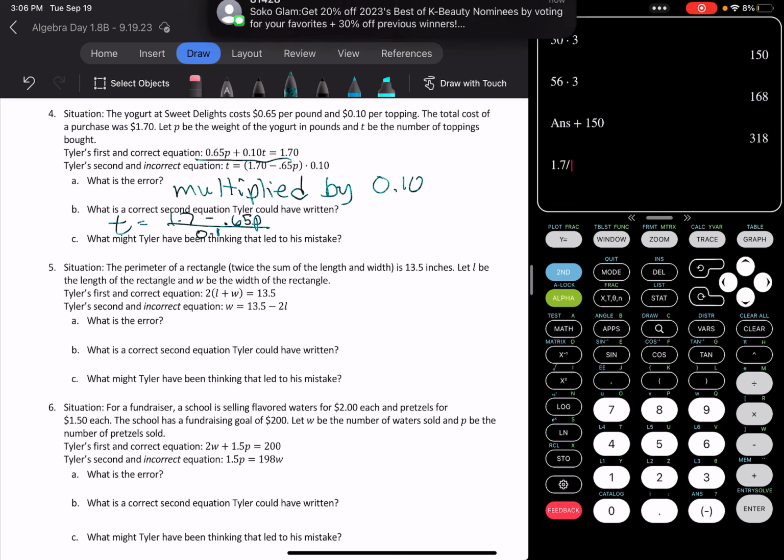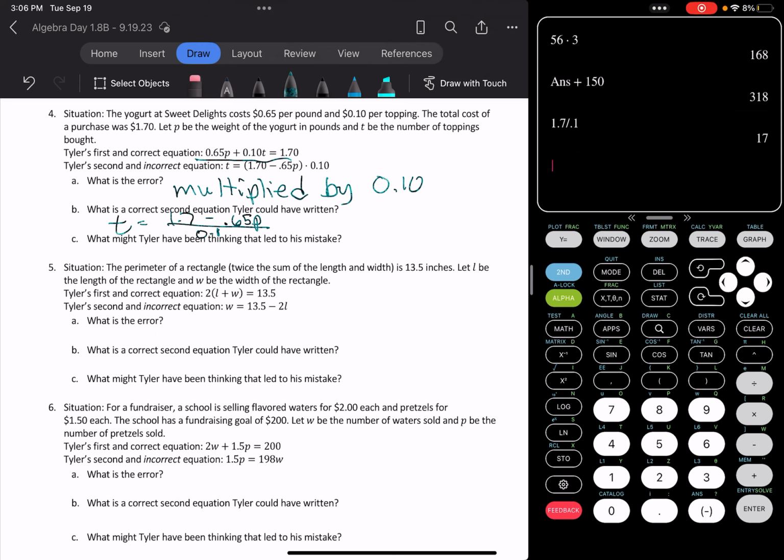Divided by 0.1. Oh my gosh, I get so many ads, you all. I need to take care of these notifications.